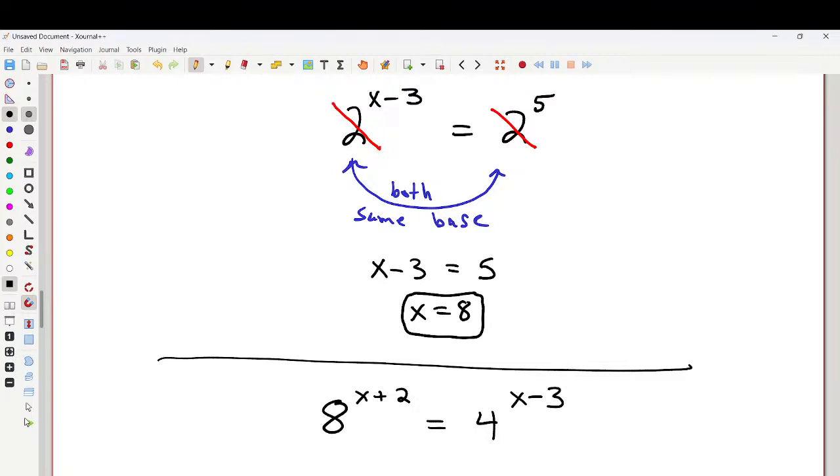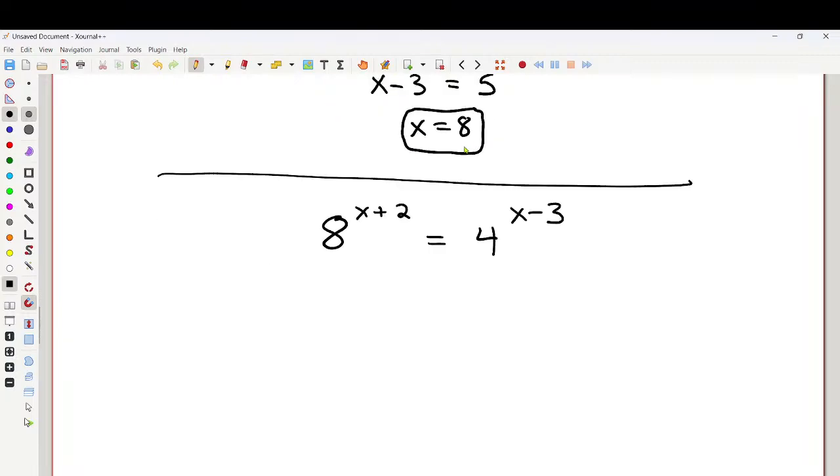So now let's play with fire. No, not really. Let's look at something a little more challenging though. Well, we learned something. We want to make the bases the same, and then we can cross them out. So please don't cross out 8 and 4 and say x plus 2 equals x minus 3. They're not the same base.